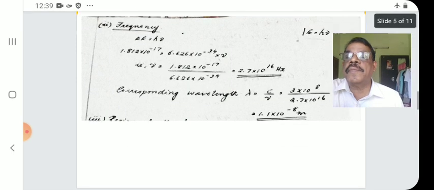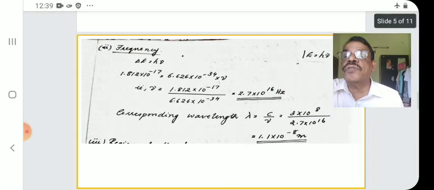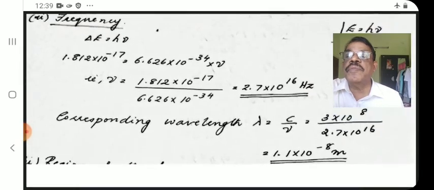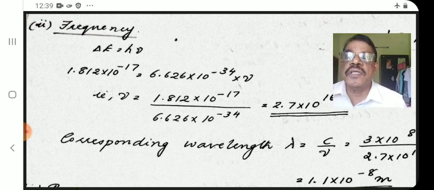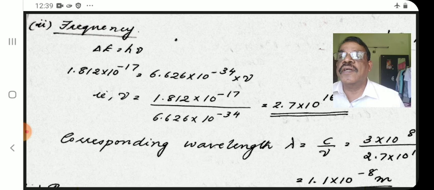And here, the second part of the question is, what is the frequency of the photon emitted, if there is a transition for the electron from the second state to the first state level? Frequency we always determine using Planck's relation, delta E, or E is h nu.